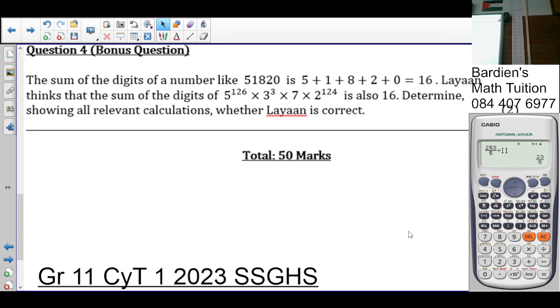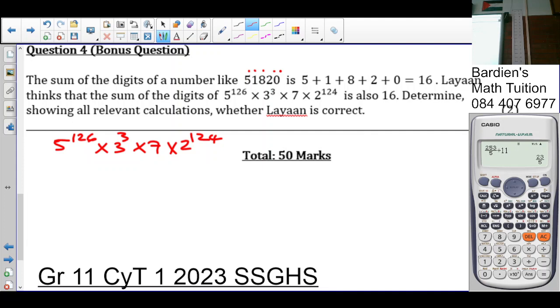We are told that the sum of the digits of 51,820 is 16, coming from 5 plus 1 plus 8 plus 2 plus 0. Layan thinks that the sum of the digits of 5 to the 126 times 3 cubed times 7 times 2 to the 124 is also 16. It's not. Yes, but you won't get a mark for saying it's not.